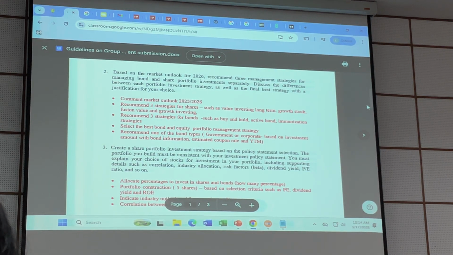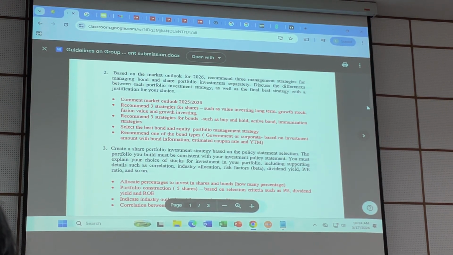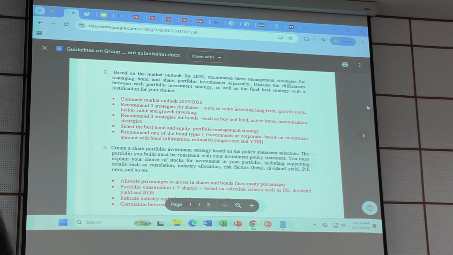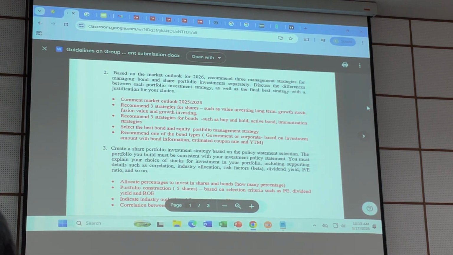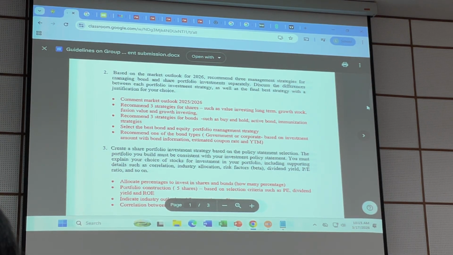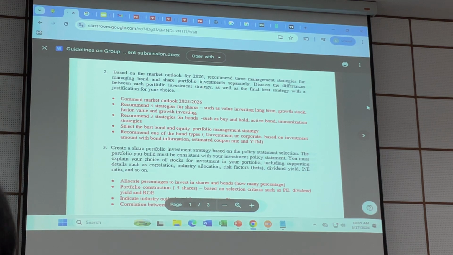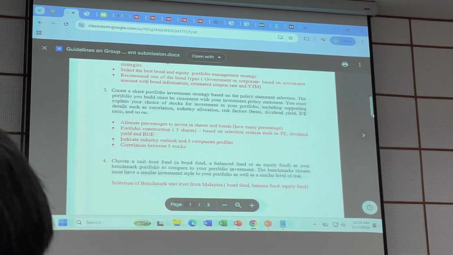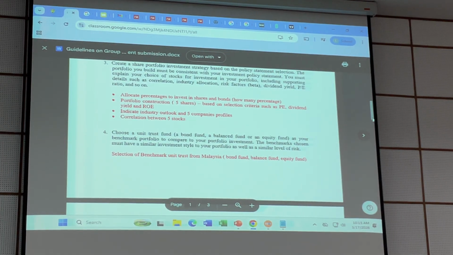This one I mentioned. Allocate a percentage to invest in share and bond. How many percent? Let's say 60% share, 40% bond, or 70% share, 30% bond. You must get bond involved. Previously I had students who totally gave me share only. 100% share is too high risk for Mr. Lee, because the market now is volatile, so you cannot put all your money in share. So just share and bond is enough.